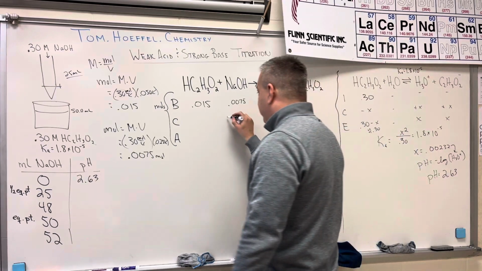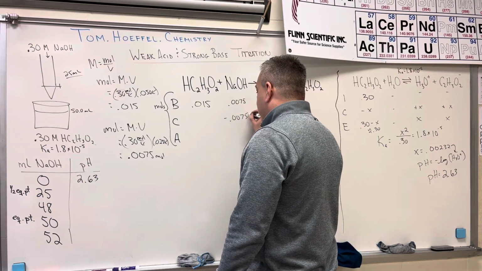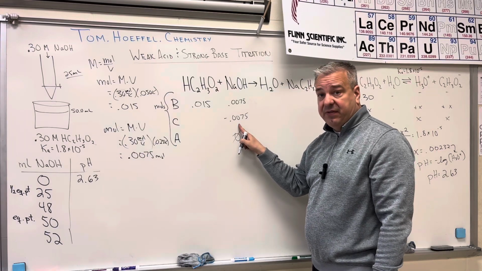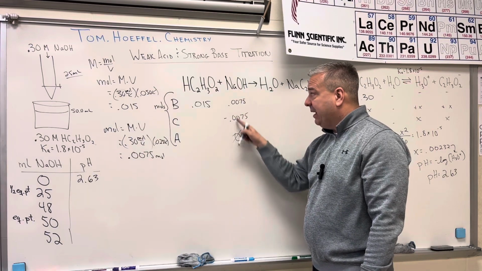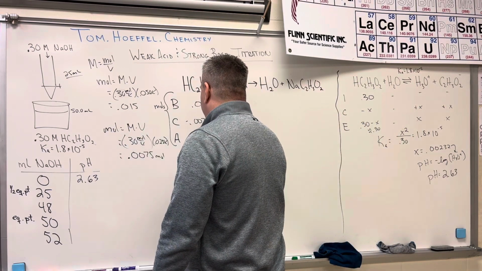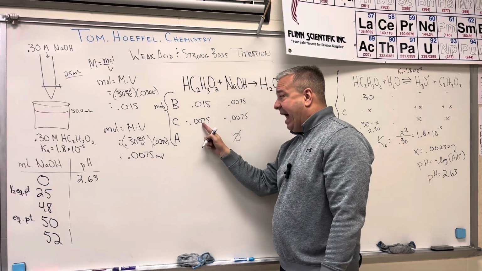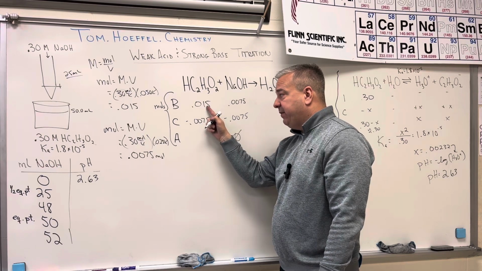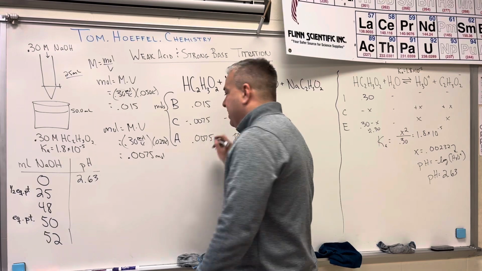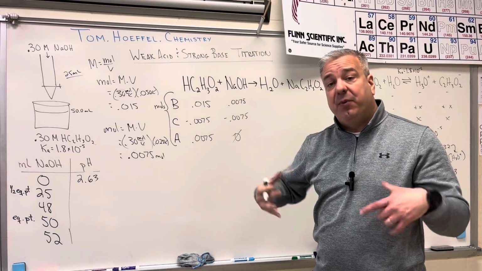So I know all of the sodium hydroxide is going to react, and if 0.0075 moles of sodium hydroxide reacts, because of the 1-to-1 ratio, it's going to be the same amount for the acetic acid. So half of the 0.015 reacts. If I subtract these numbers, the other half is still remaining unreacted.